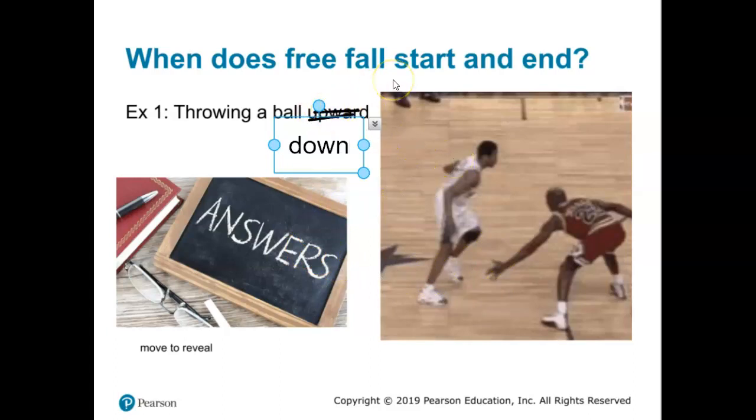again, free fall starts after it leaves your hand. So if you're pushing down on it, that is not free fall. As soon as it leaves your hand, it's in free fall, and it is in free fall all the way until it interacts or another force acts on it. So that would be until it hit the ground. And then when it bounced up, that's another free fall situation, but we're not going to get into that.